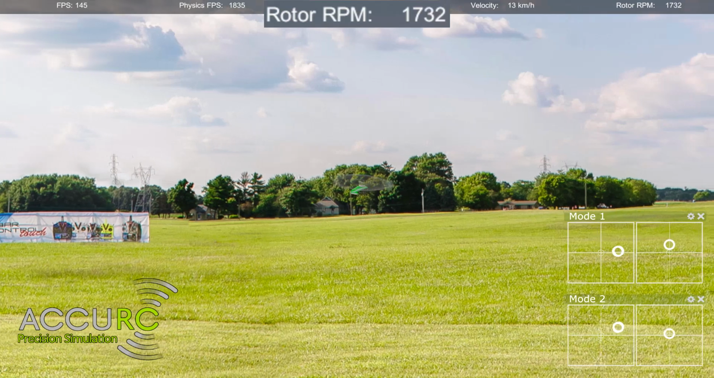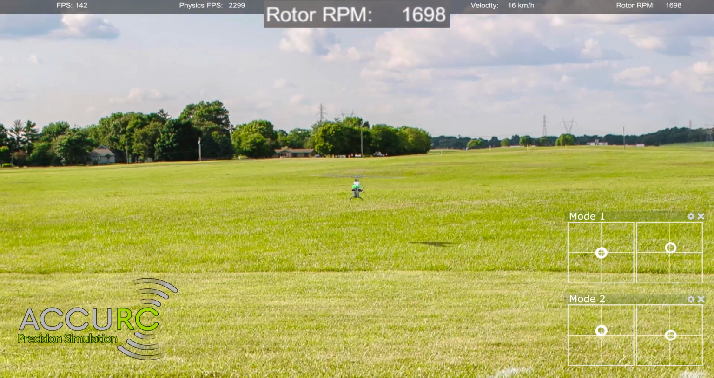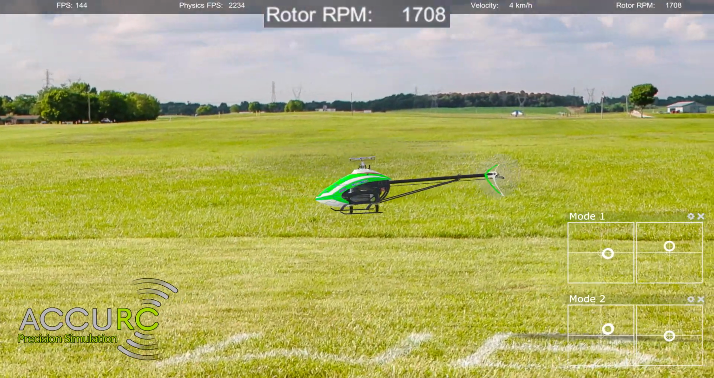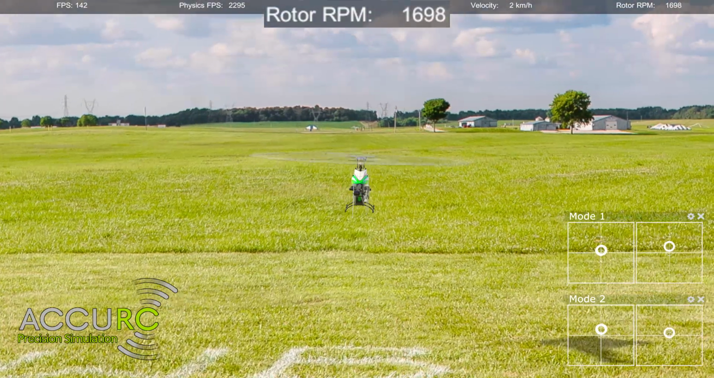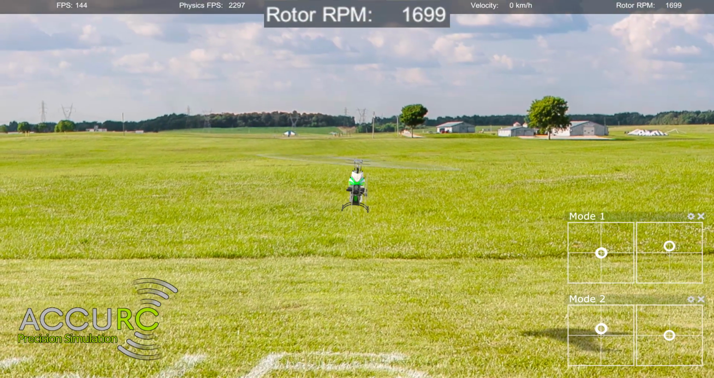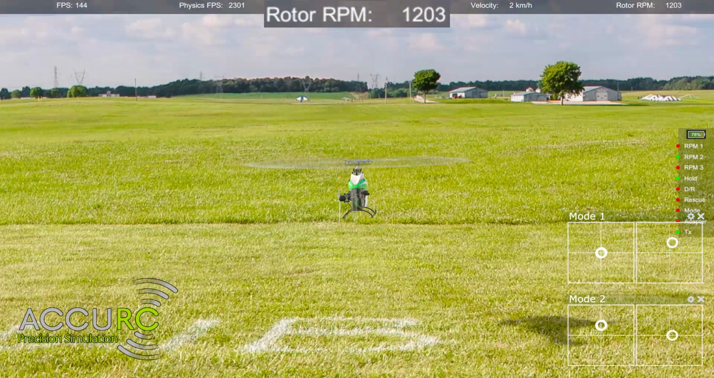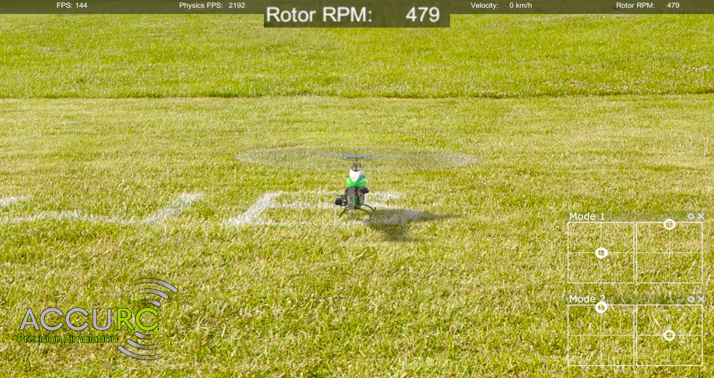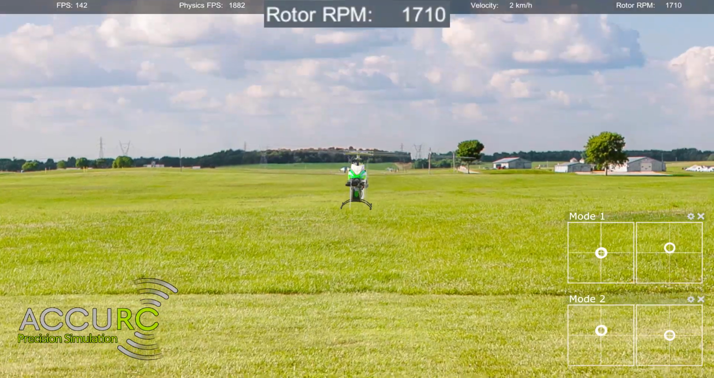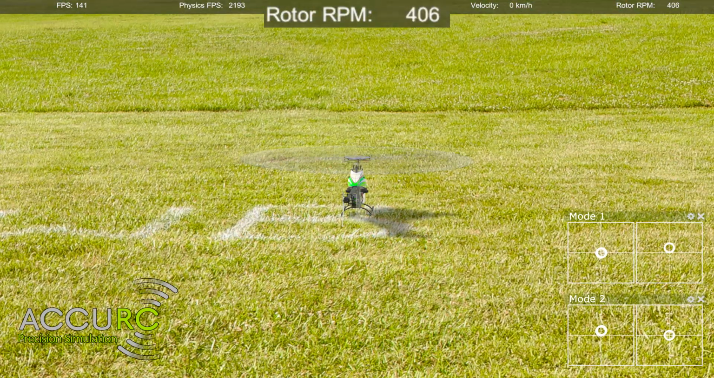So let's break that down. And we're gonna go backwards actually with this, because I want you to be comfortable with landing first before we do anything else. So what you want to do is bring your helicopter into a hover at a medium RPM. I'm doing it at 1700. Switch it off and bring up the collective until it lands. Bring it into a hover, switch it off, bring up the collective until it lands.